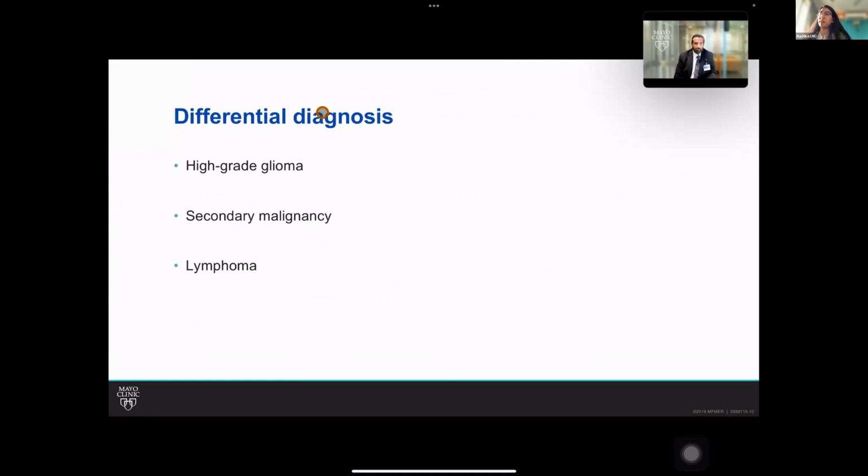So, all right. After all of these tests and the images, we had 3 differential diagnoses. Highest on the list is a high-grade glioma. Second is secondary malignancy, for which the patient was thoroughly worked up. He got CT of abdomen and pelvis to rule out any malignancy. And for lymphoma, his CBC did not indicate that.